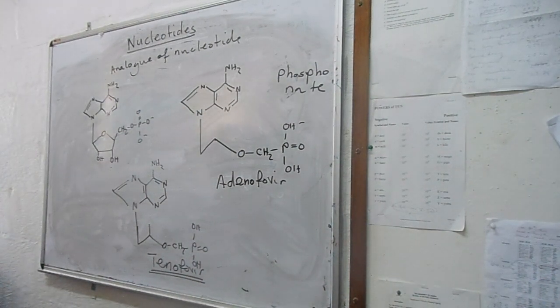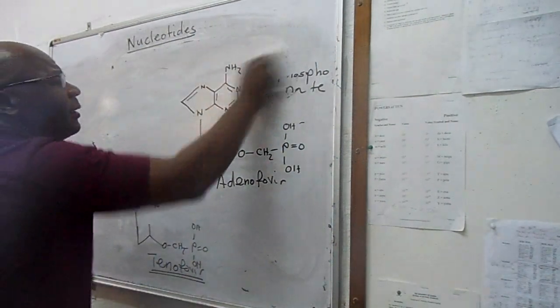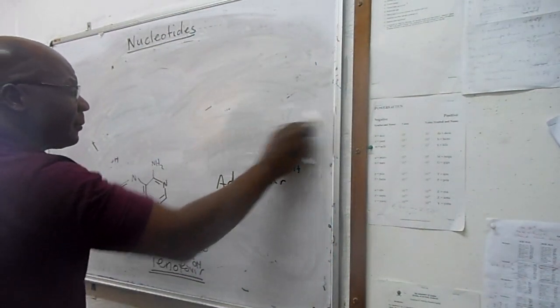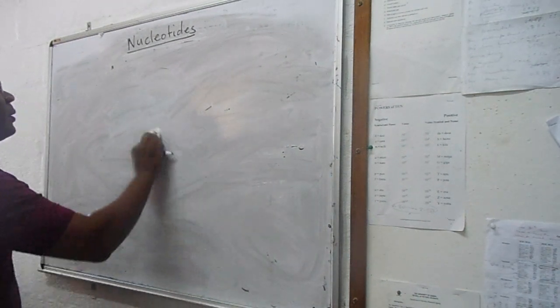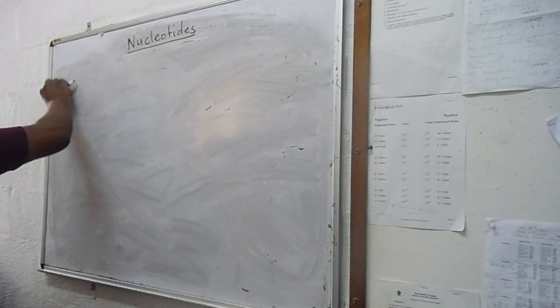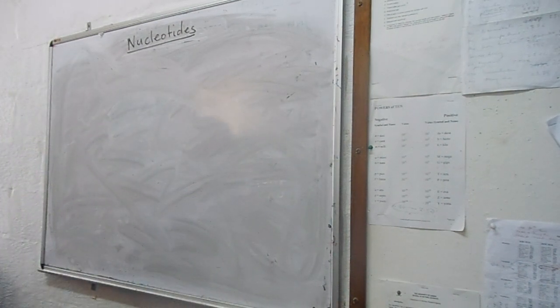The other ones we looked at were nucleoside analogs. Enough about the nucleotide analogs. So we looked at the nucleotides. These nucleotides can react with one another.